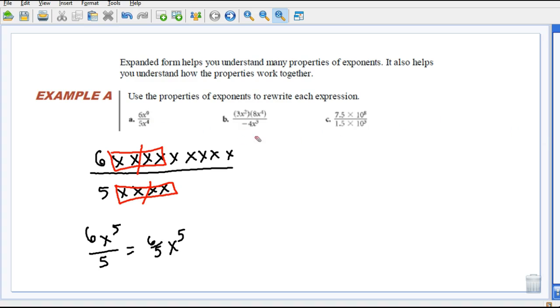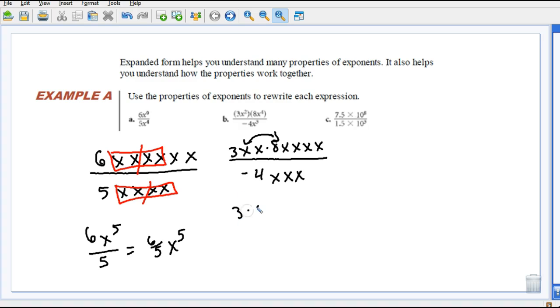So there's the first one, and I'm going to move this a little bit over so I have some space. Alright, so I have 3x squared times 8x to the 4th, divided by negative 4x cubed. So I've got 3x squared times 8x to the 4th, and I'm dividing that by negative 4x cubed. Okay, so I can rearrange a lot of this. I can swap those two, so I get 3 times 8, and then I have 1, 2, 3, 4, 5, 6 x's. So I'll write x to the 6th divided by negative 4x cubed still.